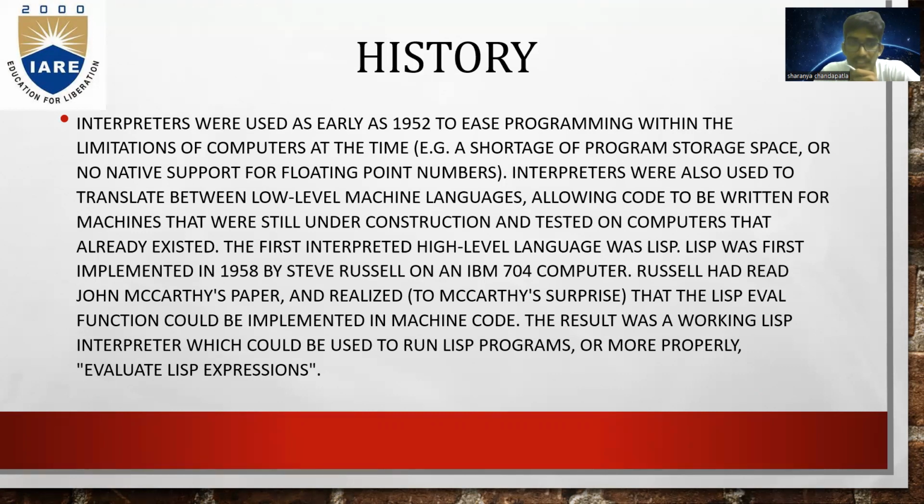Lisp was first implemented in 1958 by Steve Russell on an IBM 704 computer. Russell had read John McCarthy's paper and realized, to McCarthy's surprise, that the Lisp eval function could be implemented in machine code. The result was a working Lisp interpreter which could be used to run Lisp programs, or more properly, evaluate Lisp expressions.